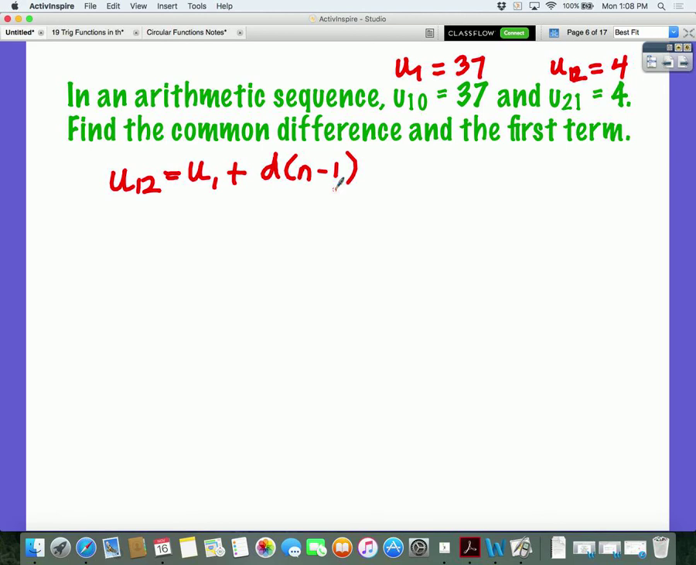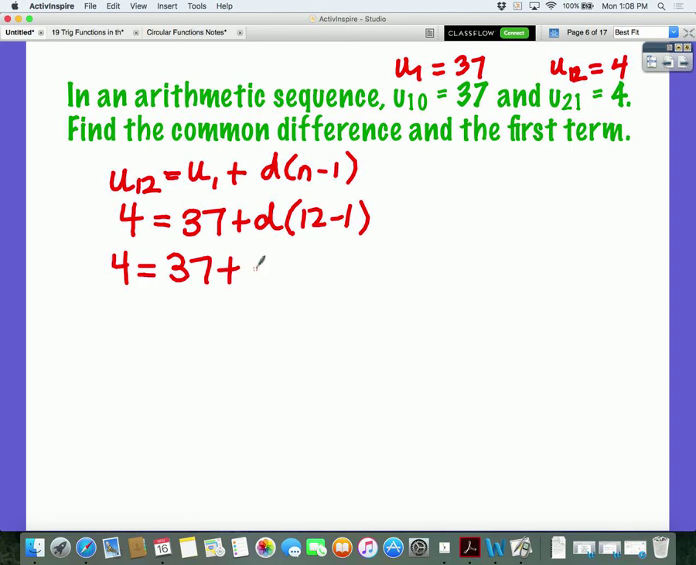So we can use this information, okay? Our new 12th term is 4. Our first term is 37. Our common difference, we don't know, because that's what we're trying to find. And n is going to be 12, because we had our 12th term. So we get an equation: 4 equals 37 plus 11d. Subtract 37 over, divide by 11, and d equals negative 3.